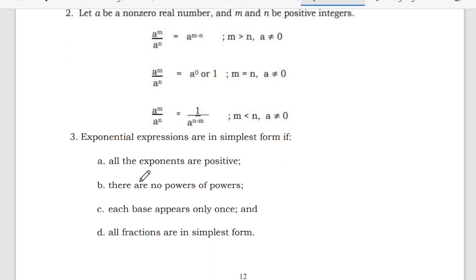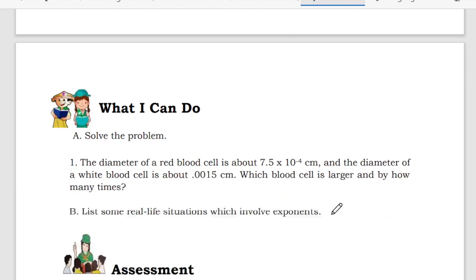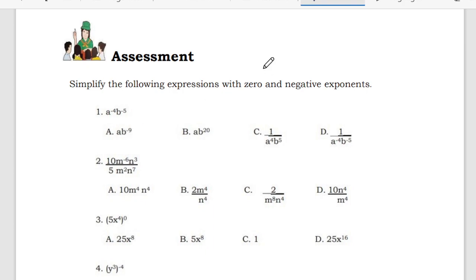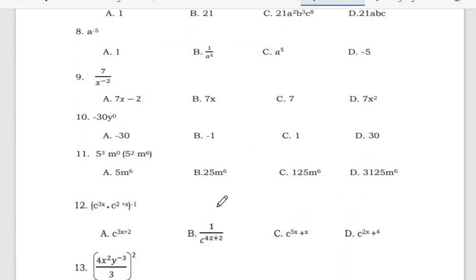So, yun. Then, exponential expressions are in simplest form if all the exponents are positive and there are no powers of powers. Each base appears only once and all fractions are in simplest form. Yun. So, then you can answer now your assessment.